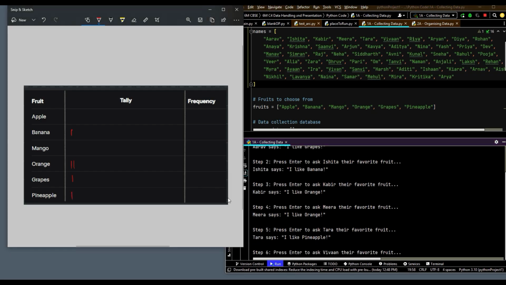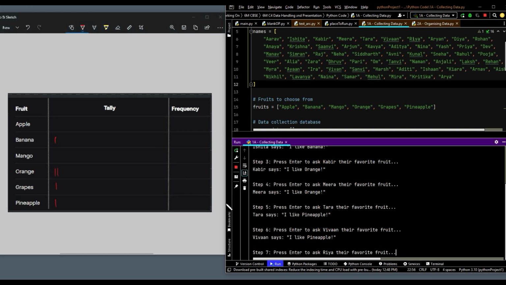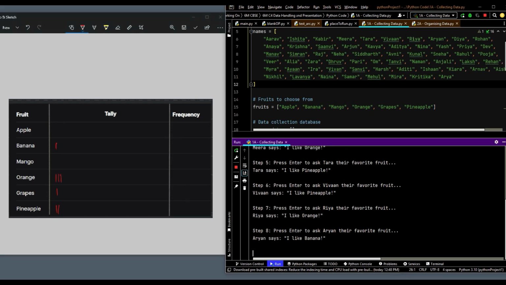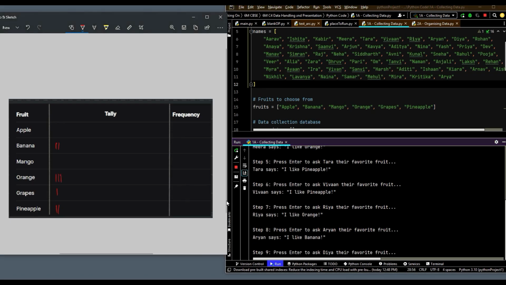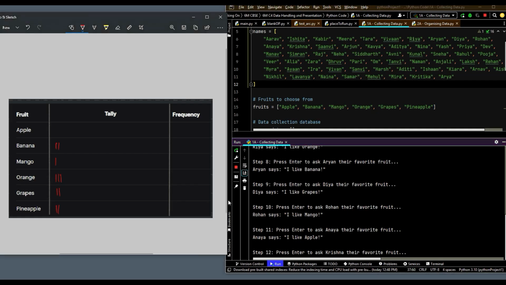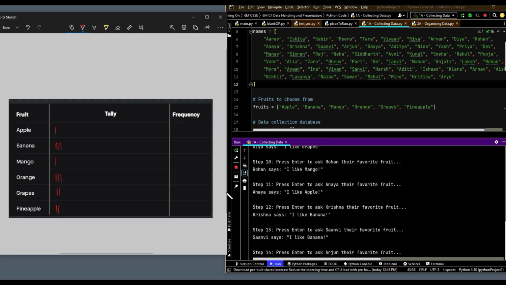Pineapple. Okay. Again pineapple. Again orange. Banana. Grapes. Grapes is over here. Mango. Apple. Banana. So I'll keep doing this. Again banana. That's good.